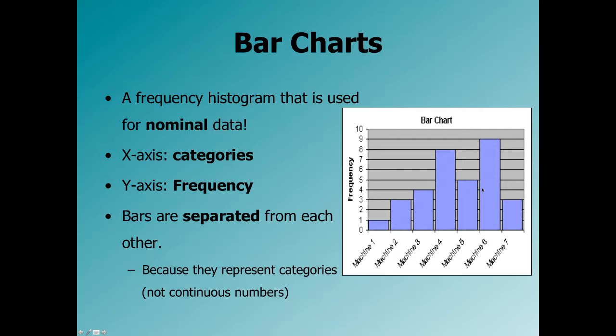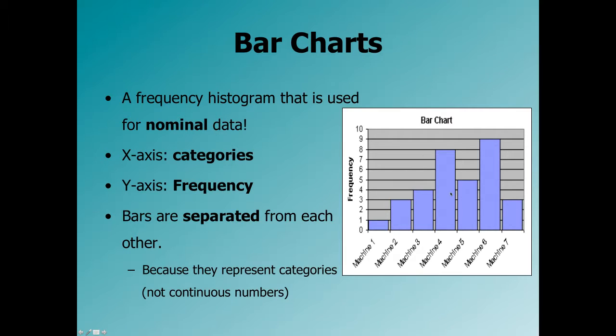So they both have bars, but the bars in the histogram were touching each other. The bars in the bar chart do not touch each other. You can see this is one category, a second category, and there's a gap between the two of them. When it comes to drawing a bar chart, usually again in the y-axis we're going to display the frequency, and in the x-axis we're going to put the categories.